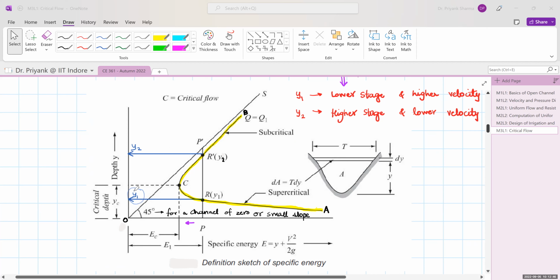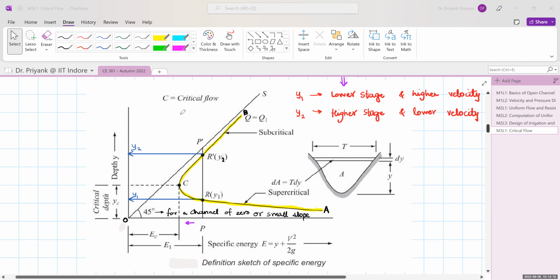So you can see that for a given specific energy, there are two depths which are available. They are y1 and y2. That is what we saw from the above equation, where you got two positive roots. Now these two depths are called alternate depths. So y1 and y2 are called alternate depths. That means for a given specific energy, for constant discharge, two depths are possible. They are called the alternate depths.